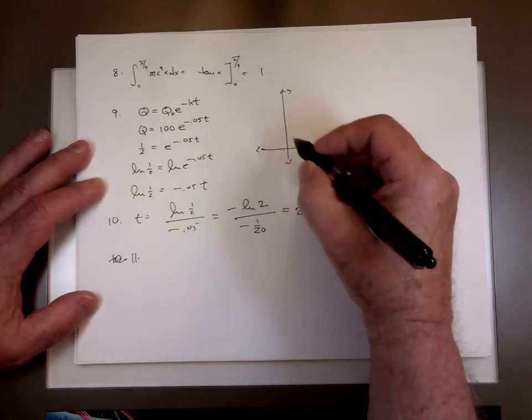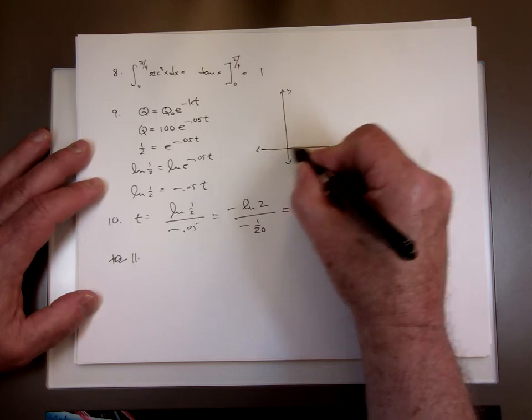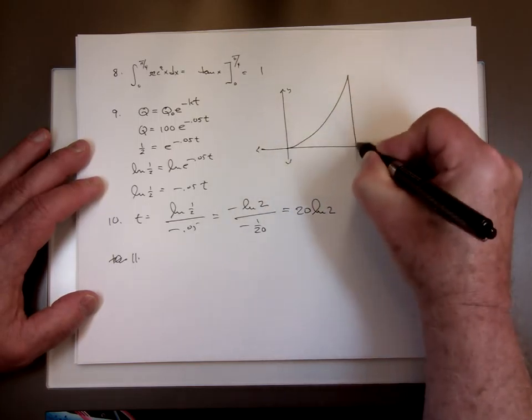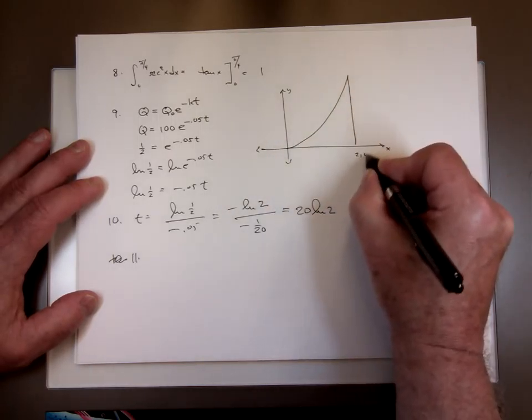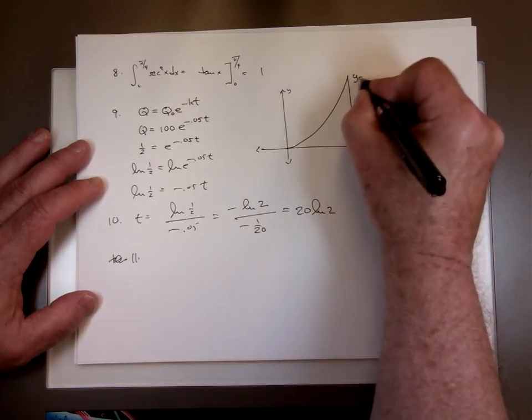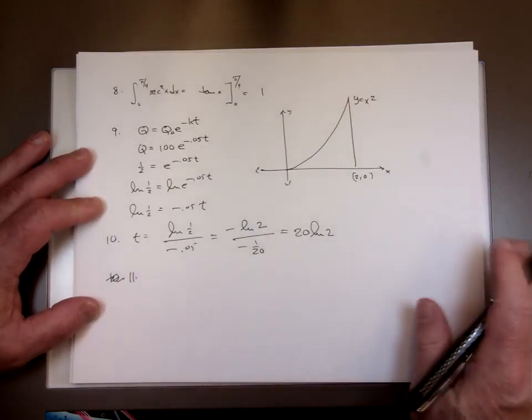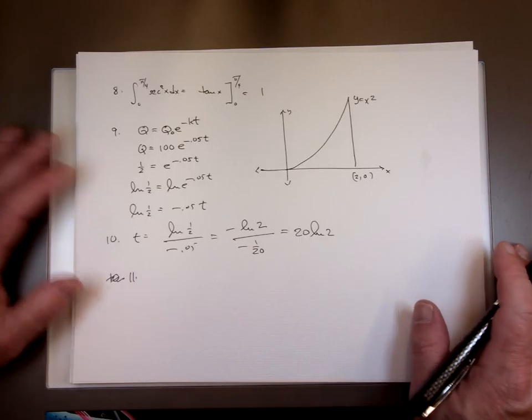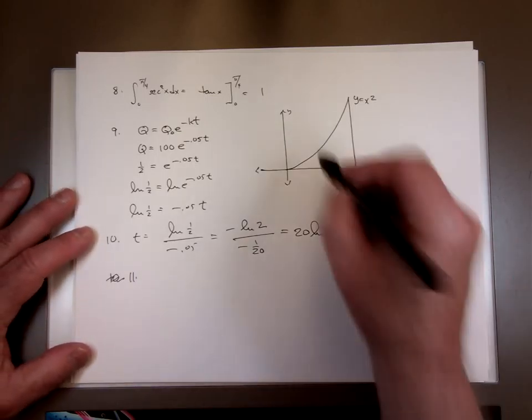Okay, so we have y equals x squared, and we're going out to 2. All right. First one is about the x-axis.